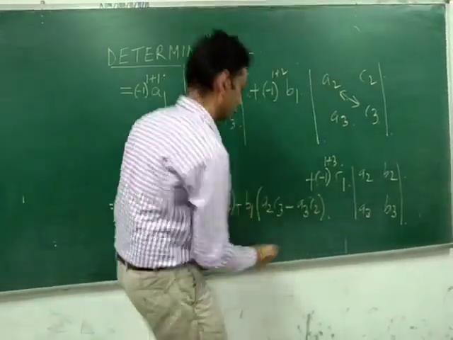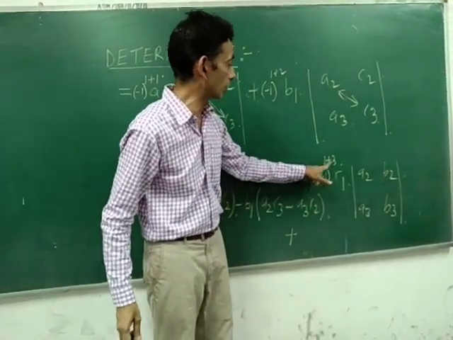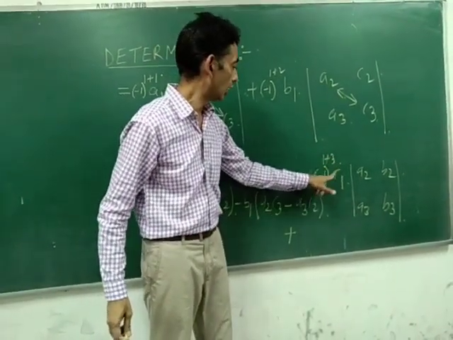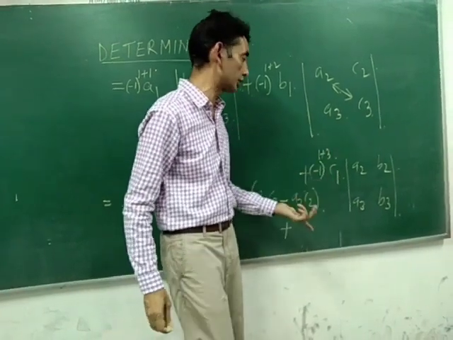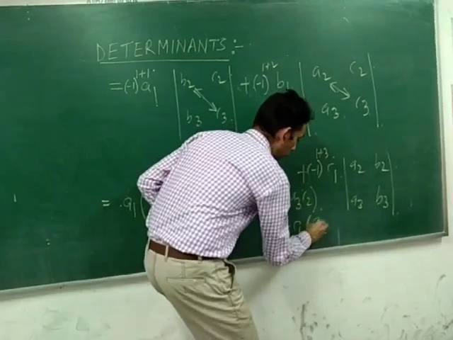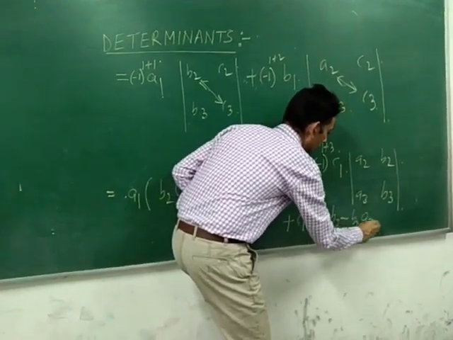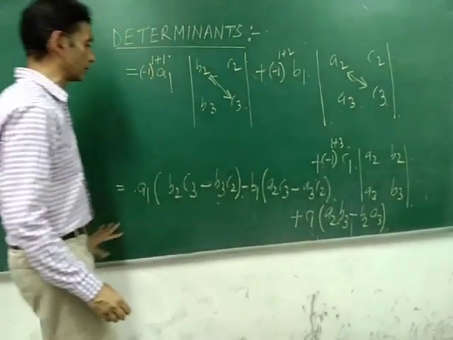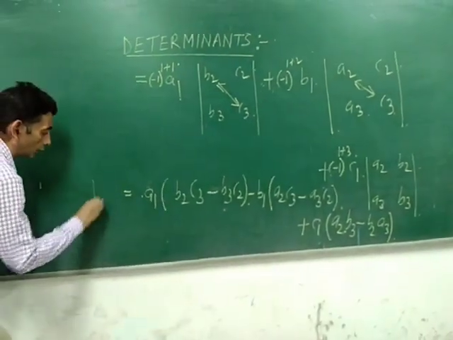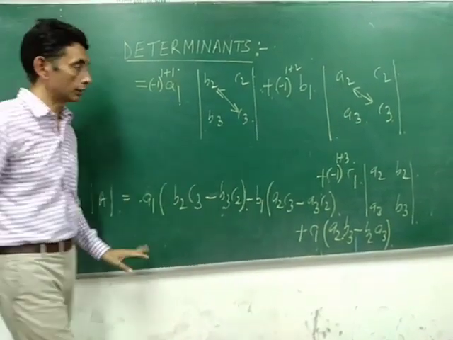And the last, this element. Okay, this is minus 1 to the power 1 plus 3. So it's an even number, therefore minus 1 to the power even is always plus. So C1, and if you multiply this, A2, B3 minus B2, A3. Yes. So this gives you the value of the determinant.